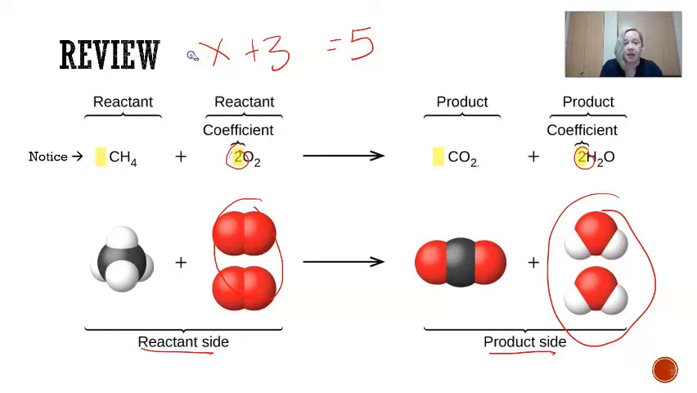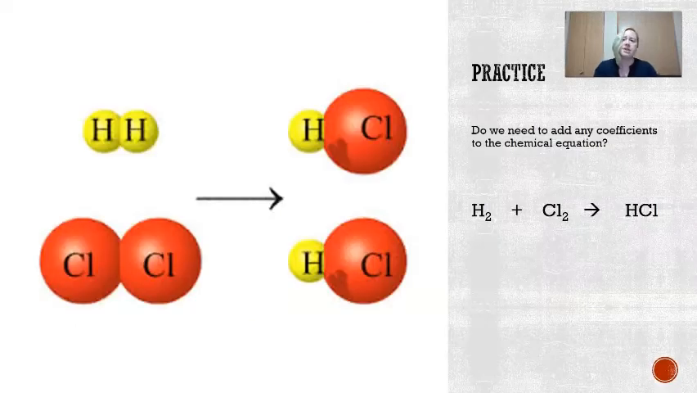But if we only have one x, we don't put a 1. Just like when we have a reactant or a subscript, we do not put the 1. It's an invisible 1. Think about it that way, okay? So there's an invisible 1 here in front of the CH4, an invisible 1 in front of the CO2, and those are the coefficients for this equation, okay? So let's do some practice.